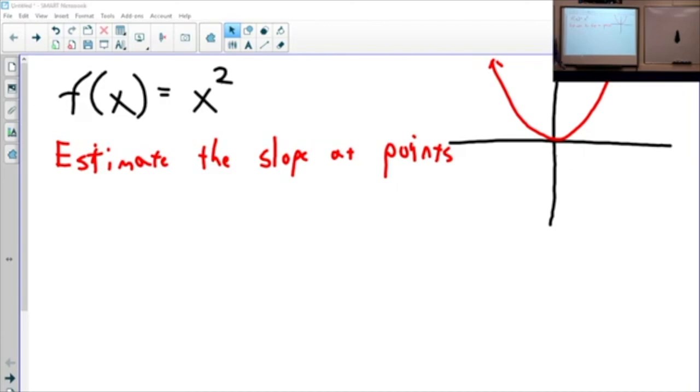Let me just pick a point. So let's say we're here. And I want to find the slope at that point. So what is slope measuring again? Change in y over change in x. That's one way of saying it. And that's kind of where the formula comes from.